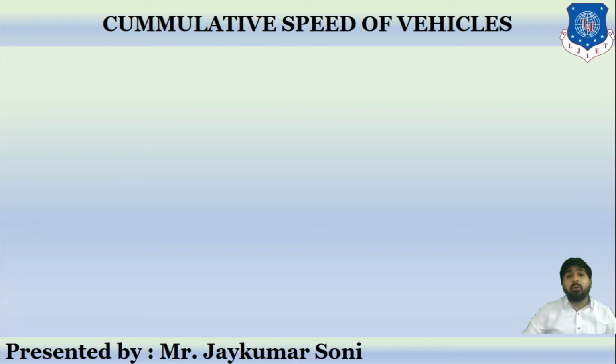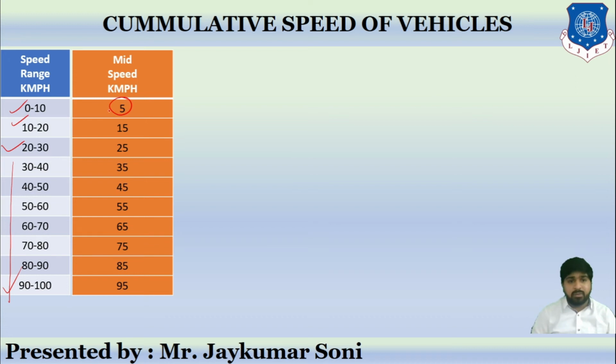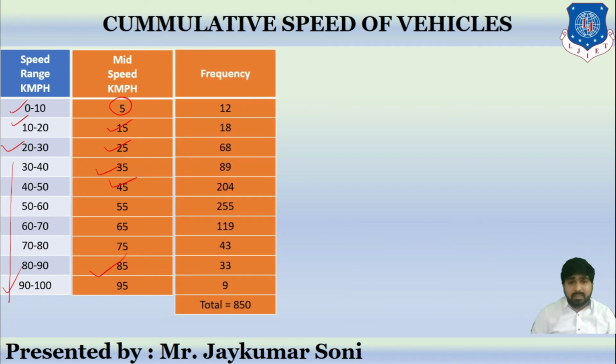Now let us discuss the cumulative speed of vehicles. That is one of the most important things. See, we have the speed from 0 to 100. What we have done is segregate the speed in parts of 10 kmph: 0 to 10, 10 to 20, 20 to 30, up to 90 to 100. Then we have taken the mean values 5, 15, 25, 35, 45 up to 95. Then this is the frequency: from the speed of 0 to 10, 12 vehicles have crossed the road. From the speed of 10 to 20, 18 vehicles have crossed the road. Total frequency of the vehicles is 850.